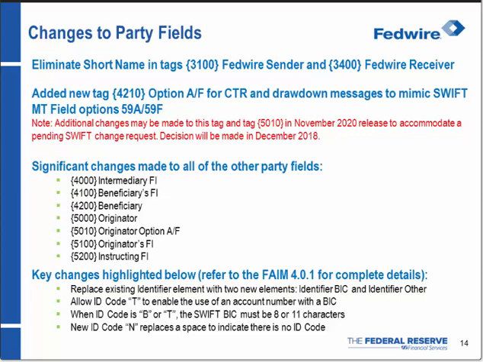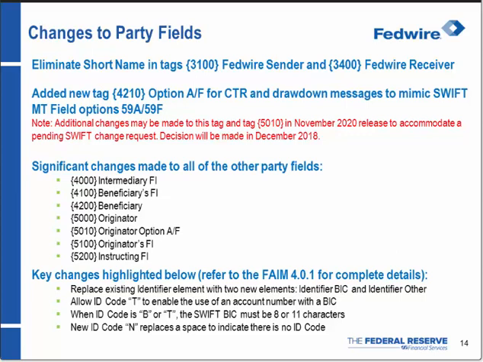The decision about whether or not SWIFT will have additional changes will be made in December of this year. So depending on that decision, we may need to make additional changes to 4210 as well as 5010. If we do that, we will be sending out a communication to customers, and we will then, of course, have to update the FAIM document accordingly. So more to come on this.